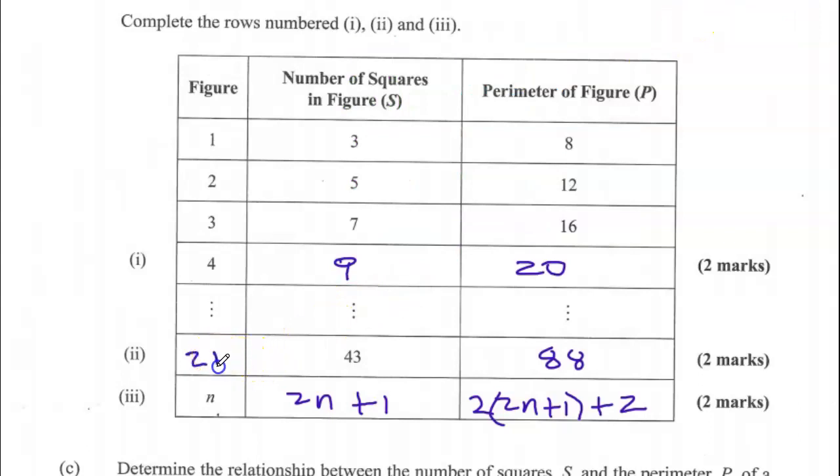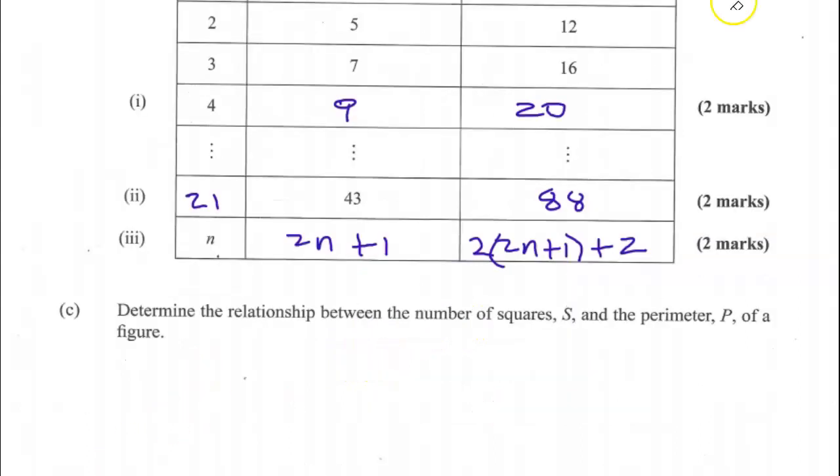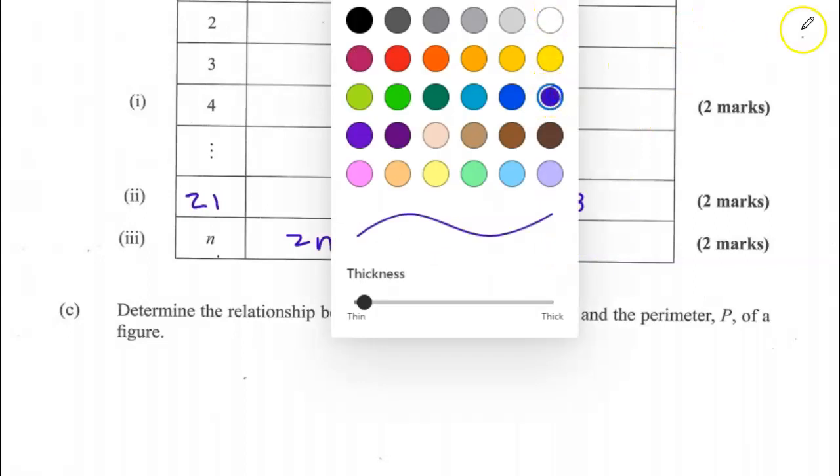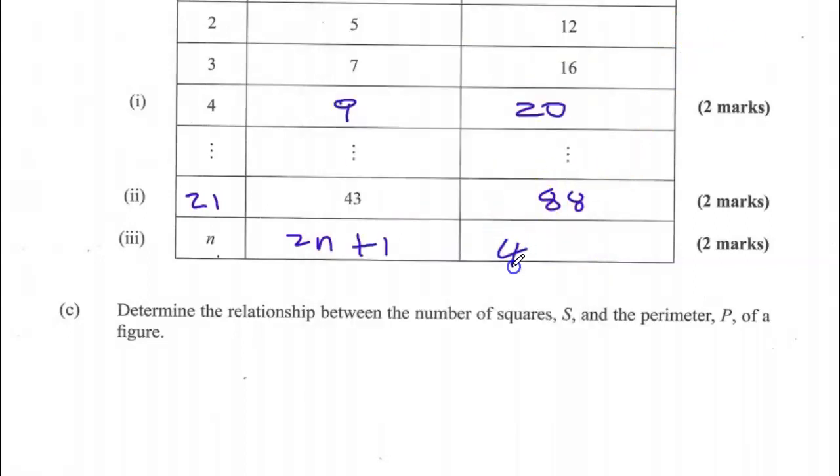Double 21, we get 42. Add 1, we get 43. So that should be our table. Notice we can change this. If we expand this bracket, we get 2 times 2n, that's 4n, plus 2, plus 2, so that's 4n plus 4. Let me also rewrite this as 4n plus 4. That would be way neater than what we originally had there.